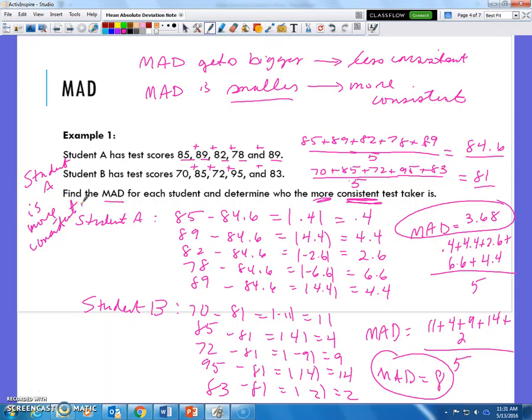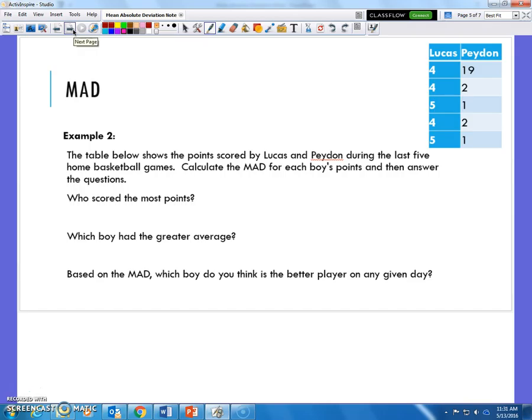Okay, so kind of a long process for the mean absolute deviation. Example 2 says the table shows the points scored by Lucas and Peyton during the last 5 basketball home games. Calculate the mean absolute deviation for each boy's points and then answer the questions. Who scored the most points? Okay, well we can do that one pretty easily.